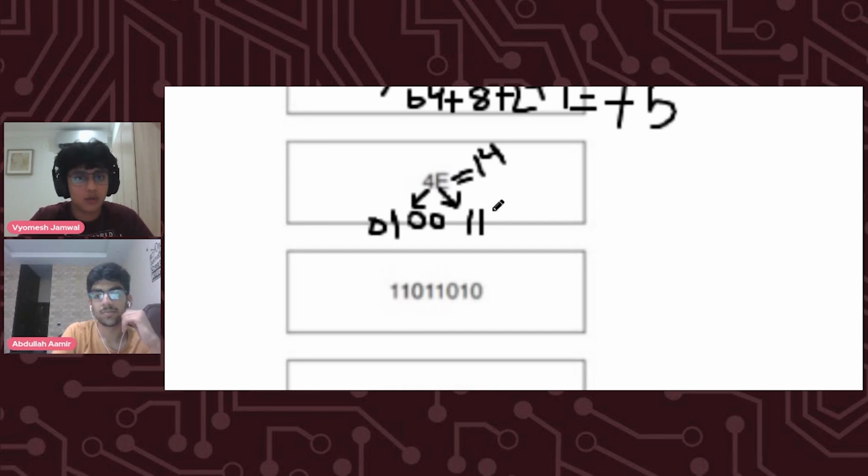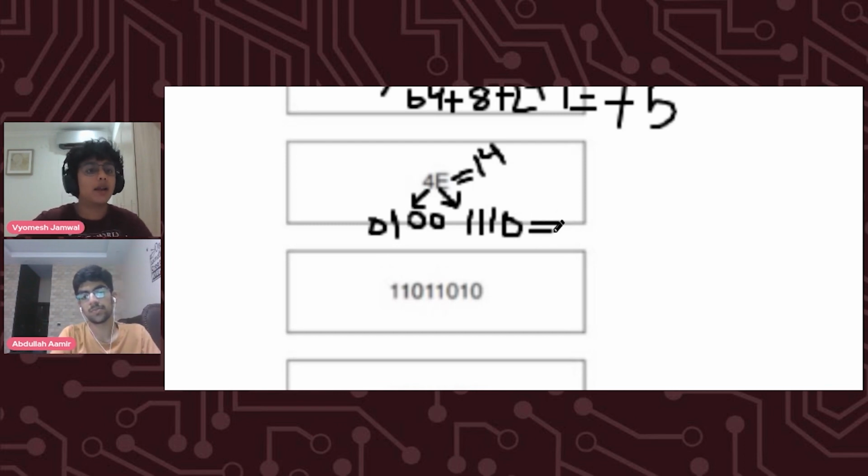Yes. So 2 minus 2, so we would also put another one there. 2 minus 2 would give us 0, so we don't have anything after that. So this would give us the binary value of 4E. And then after that, we would convert this into denary.